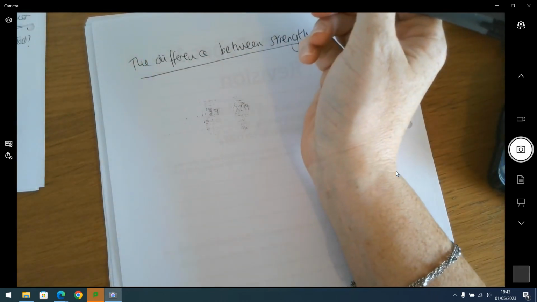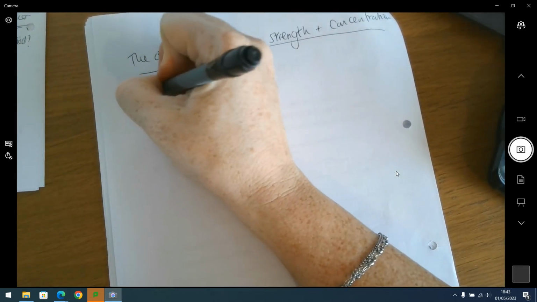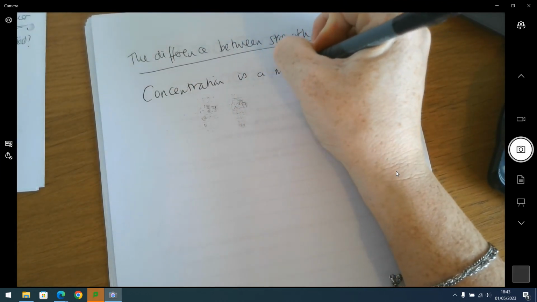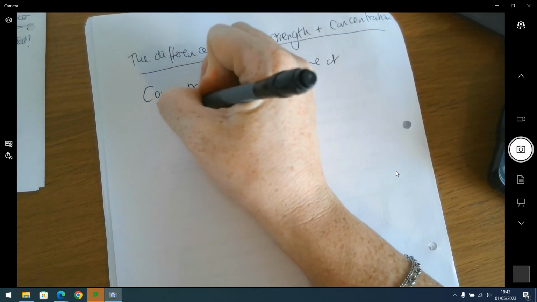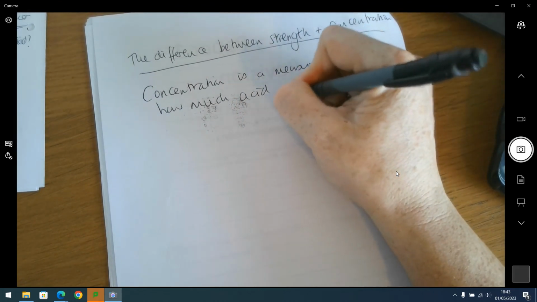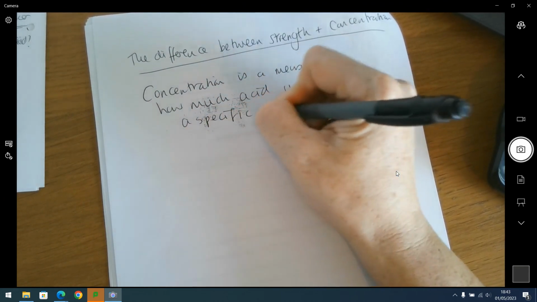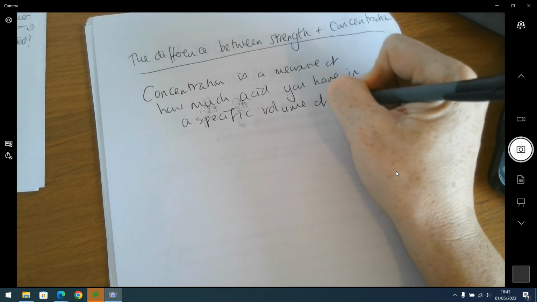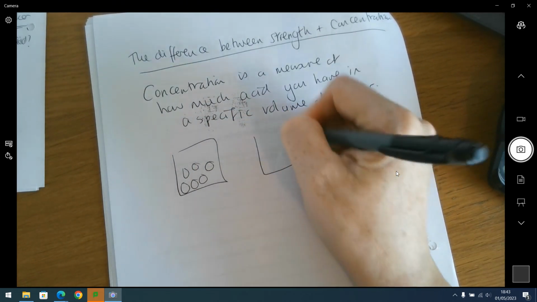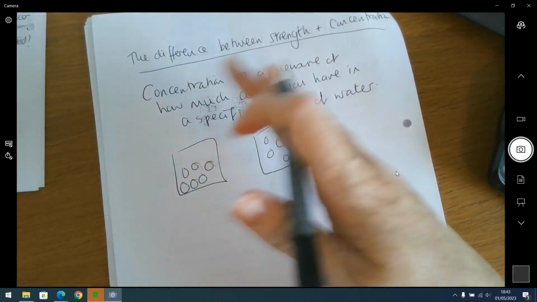So we learned about concentration for paper 2 when we look at rates of reaction. Again, there's a video that goes along with that. But essentially, concentration is a measure of how much acid particles, so essentially how much acid you have in a specific volume of water. And when we teach you it in rates of reaction, we talk about particles. So this is a high concentration, this is a low concentration. That's essentially what concentration is.